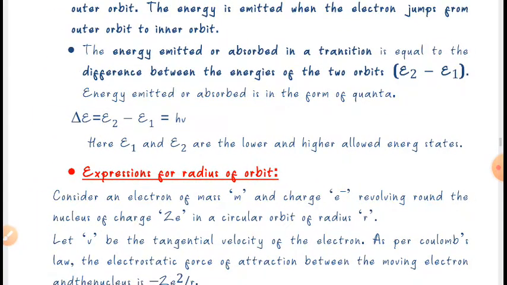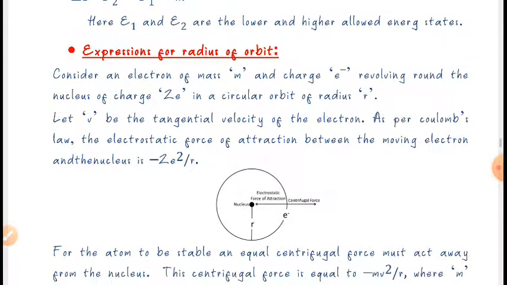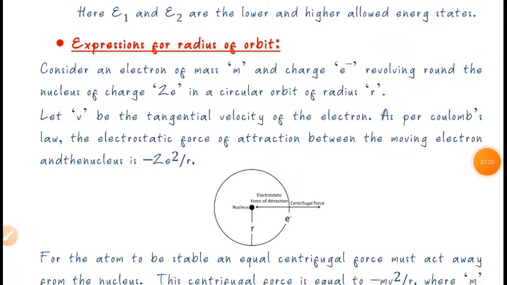So this was about the Bohr model of atom. Always remember, as I told you in the starting also, the Bohr model is just for a single electron system, like hydrogen, He plus and Li 2 plus. Not for a multi electron system.